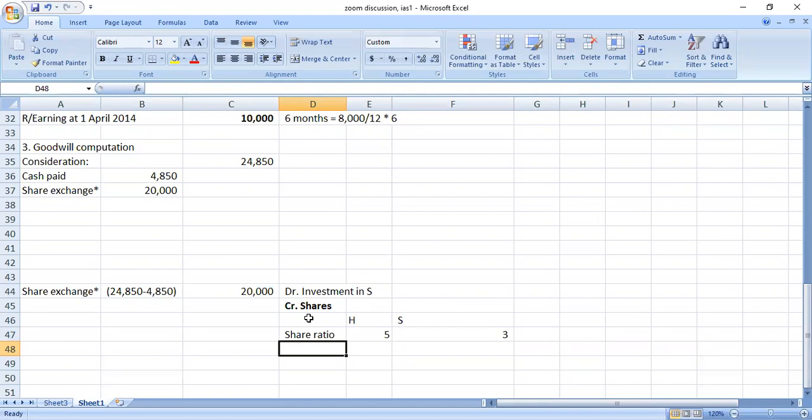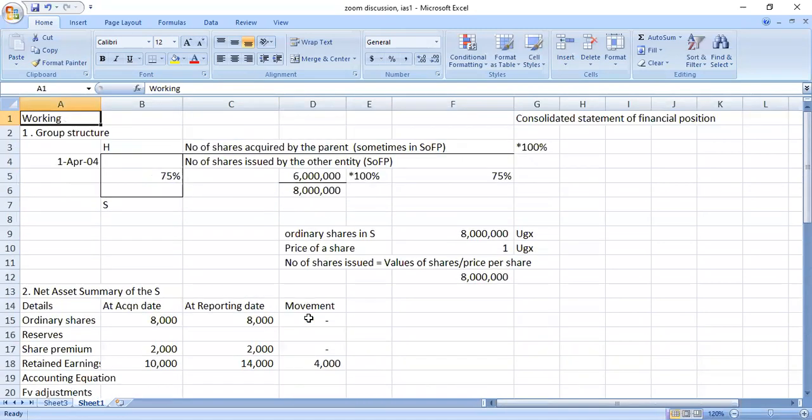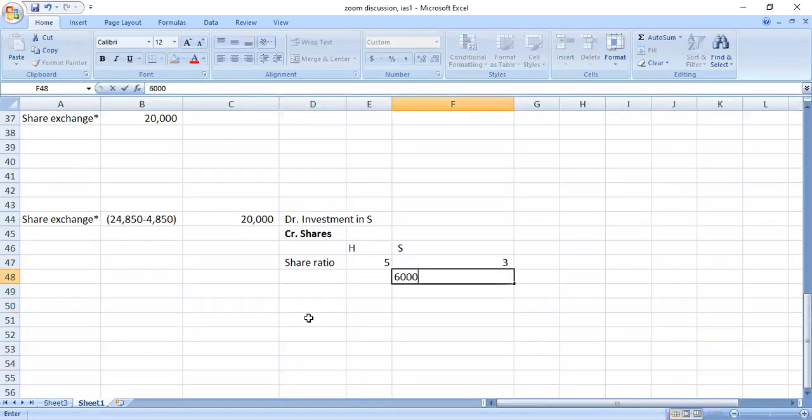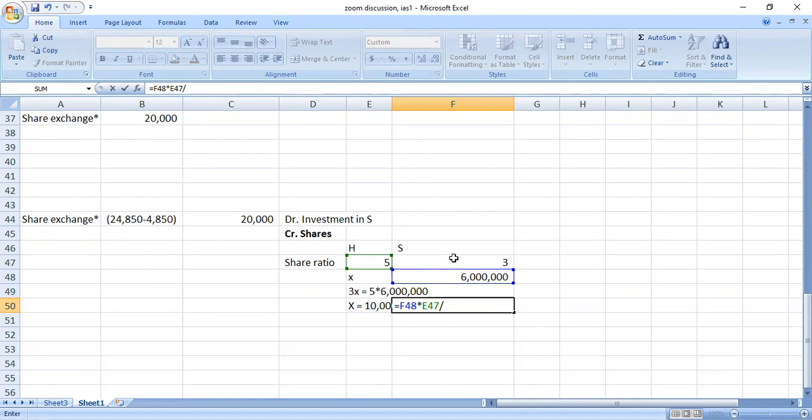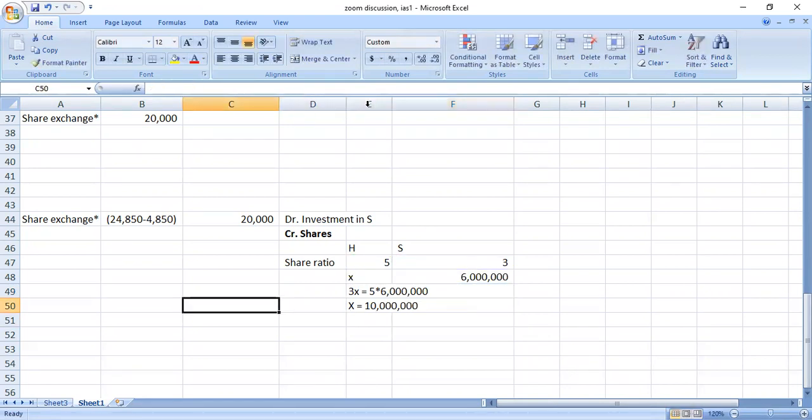So how many shares did H buy in S? We remember that he bought over 6 million shares. So you come and say we had 6 million shares. How much should H give away? I can just put an X here. You cross multiply, so it will be 3X equal to 5 times the 6M. So H must have given away X equal to 10,000. Can you all see the 10,000 shares? The computation, I can check for clarity so I didn't make an error. It's 10,000 shares.